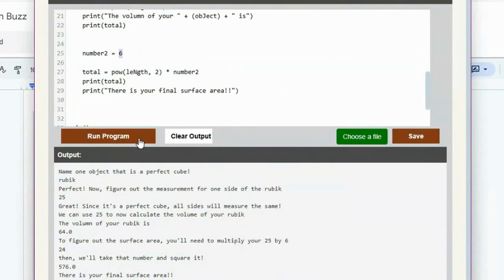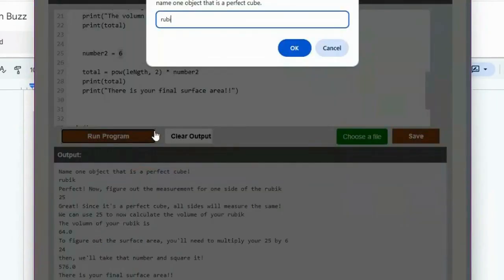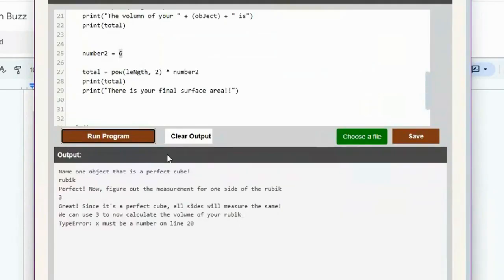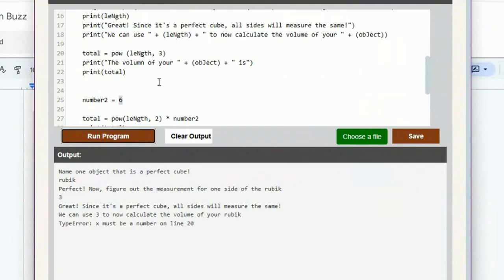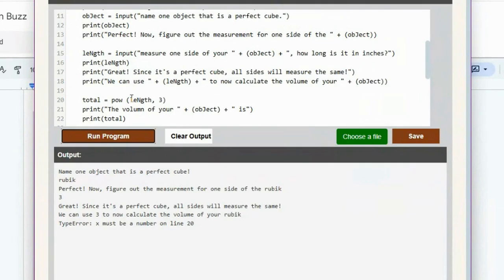So let's try this again. Rubik. One side is 3 inches. Oh, wait a minute. X must be a number on line 20. I've messed something up with what I've done. The volume of your object is... print total, line 20. Oh, power. Here it is. Oh, here's the problem.